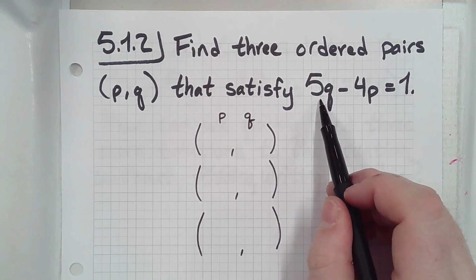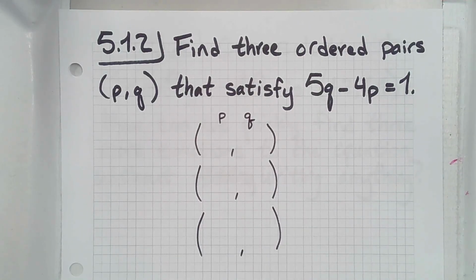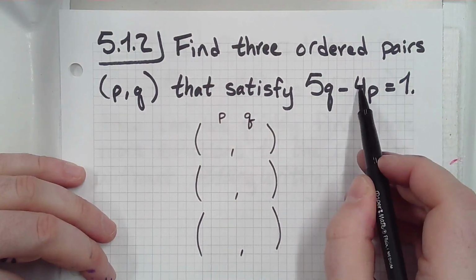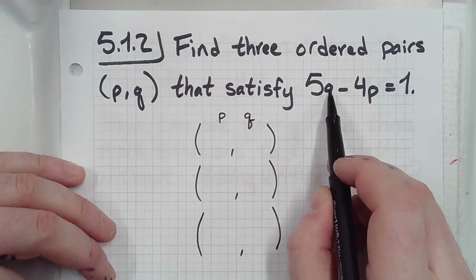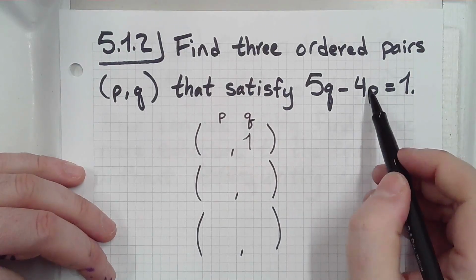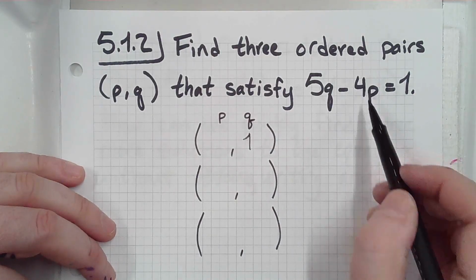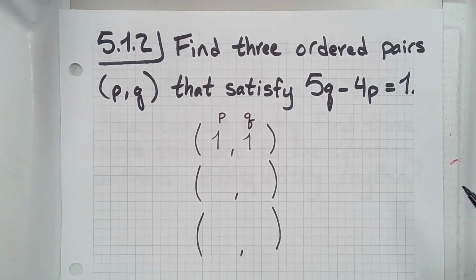So I want a multiple of 5 that is 1 away from a multiple of 4, right? The difference between them will be 1. Well, let's think of some multiples of 5 and some multiples of 4 that are 1 apart. Well, how about 5 and 4, right? 5 minus 4 is 1. So how can I make that a 5? Well, if Q is 1, then 1 times 5 gets us 5. And how can I make this a 4 so that when I minus 4, I get 1? Well, if P is 1, then this becomes minus 4, doesn't it? So a solution to this problem is 1 and 1, where Q and P are both 1.